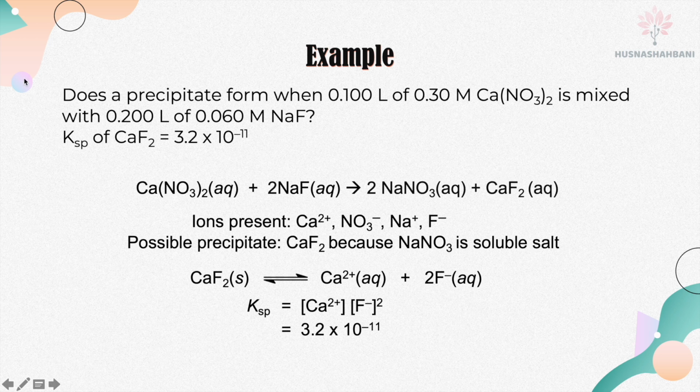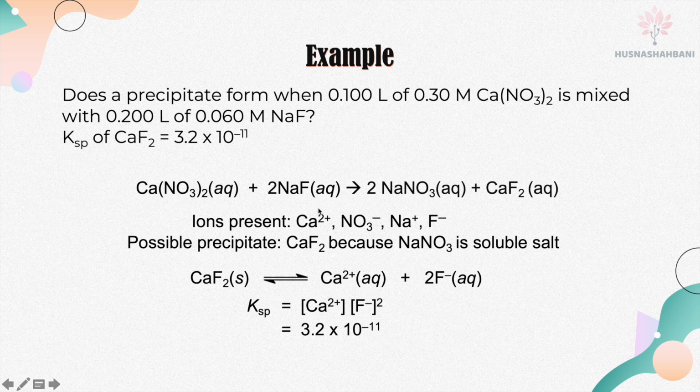We want to identify whether a precipitate forms. There will be no precipitate for sodium nitrate because it is a soluble salt, so the possible precipitate is only CaF2. This is the equation for the solubility of CaF2: it becomes Ca2+ and 2F-. The KSP expression equals the concentration of Ca2+ times F- squared, because of the 2 moles. Given KSP is 3.2 times 10 to the power of negative 11.